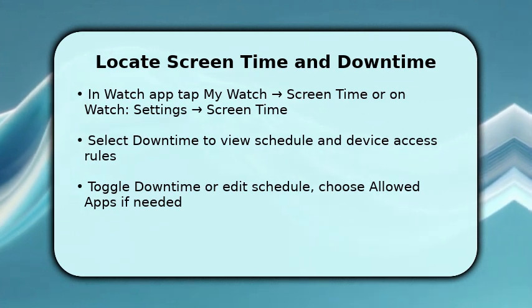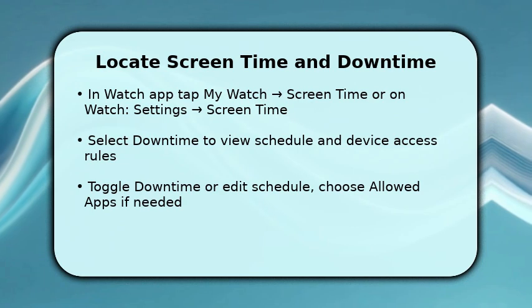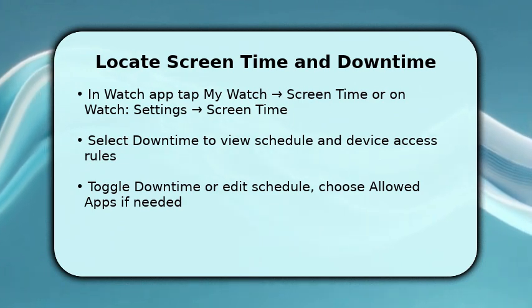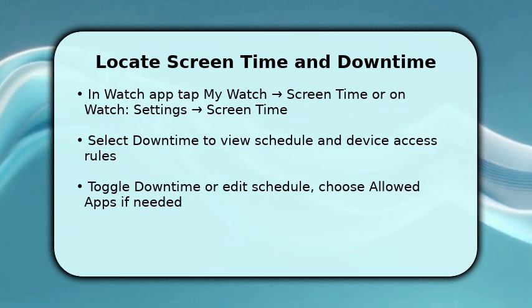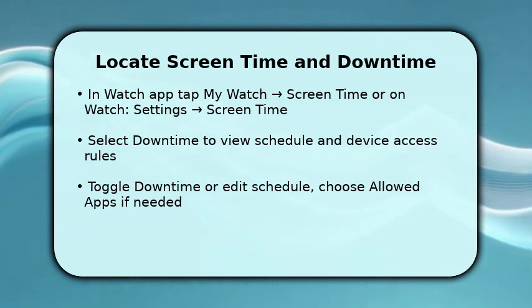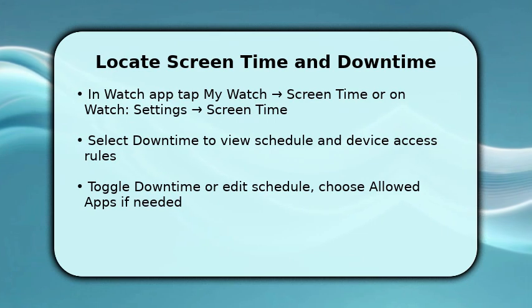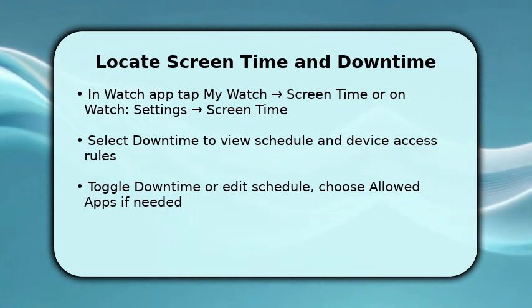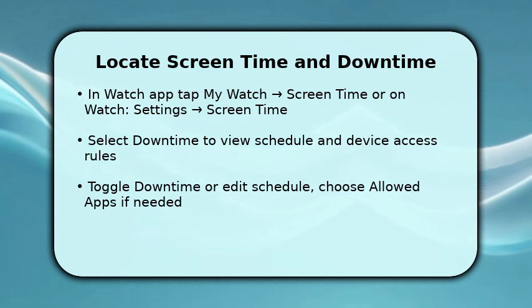Tap downtime to reveal the schedule and the list of allowed apps. This explains why notifications and apps are restricted during set hours. If you want to disable downtime entirely, use the downtime toggle. If you only need temporary changes, edit the schedule or allowed apps.